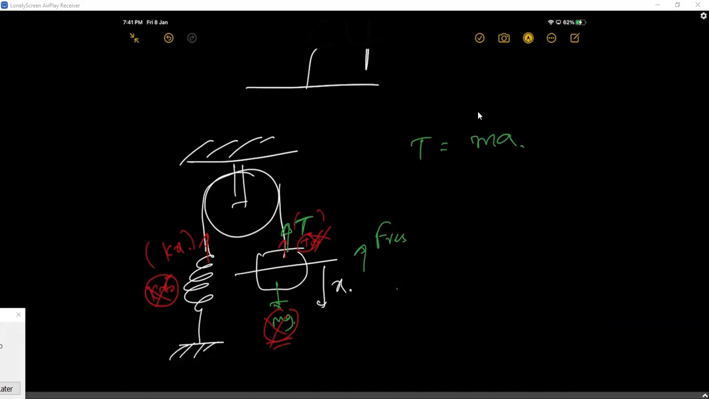So we just have to neglect it. We take all those equilibrium cases out and we solve the next problem normally.